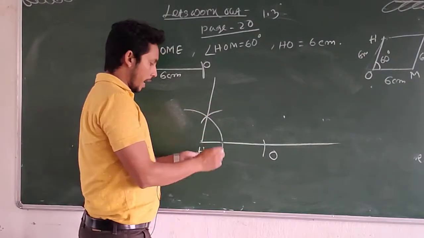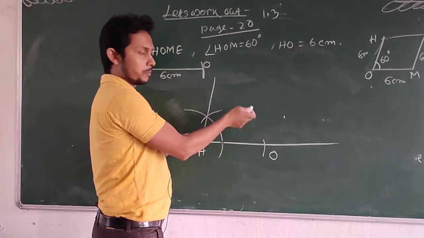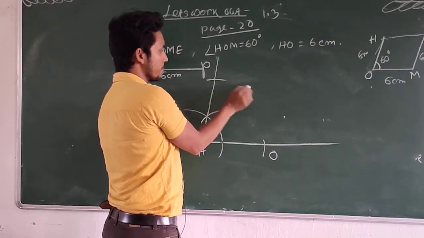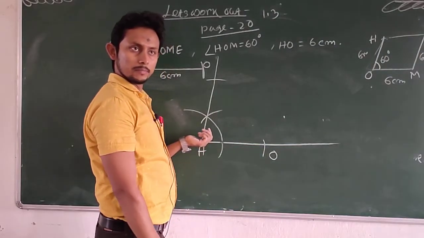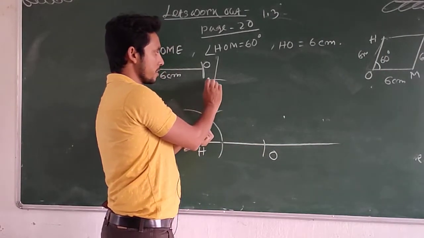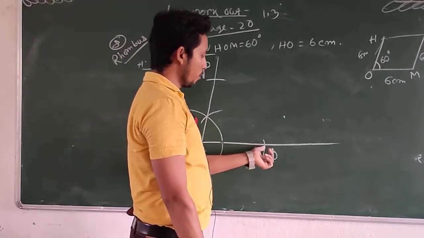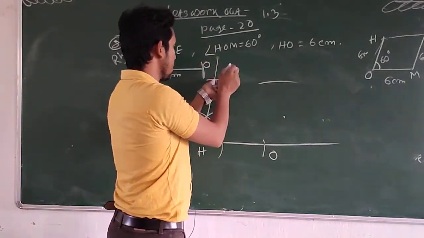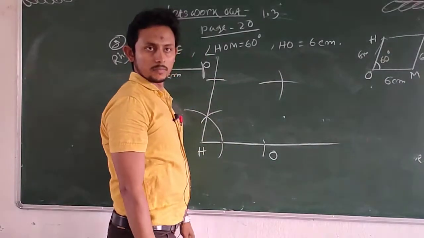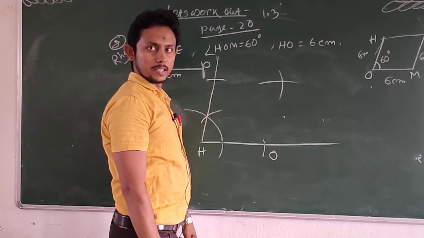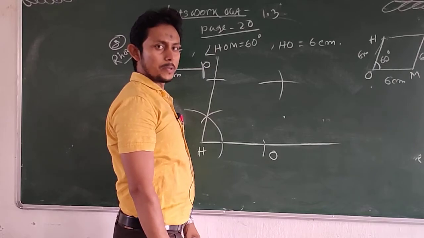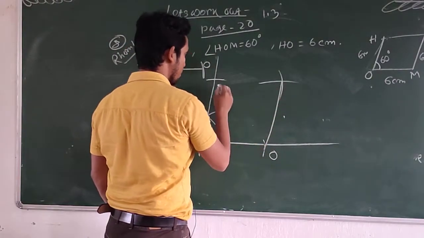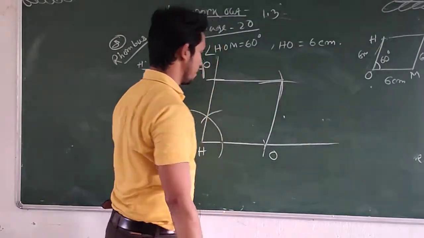And cut here 6 centimeters also, because all lines will be 6 centimeters. From this point cut 6 centimeters, and from this point 6 centimeters cut there. Understood? All will be 6 centimeters. So here join, and it is a rhombus.